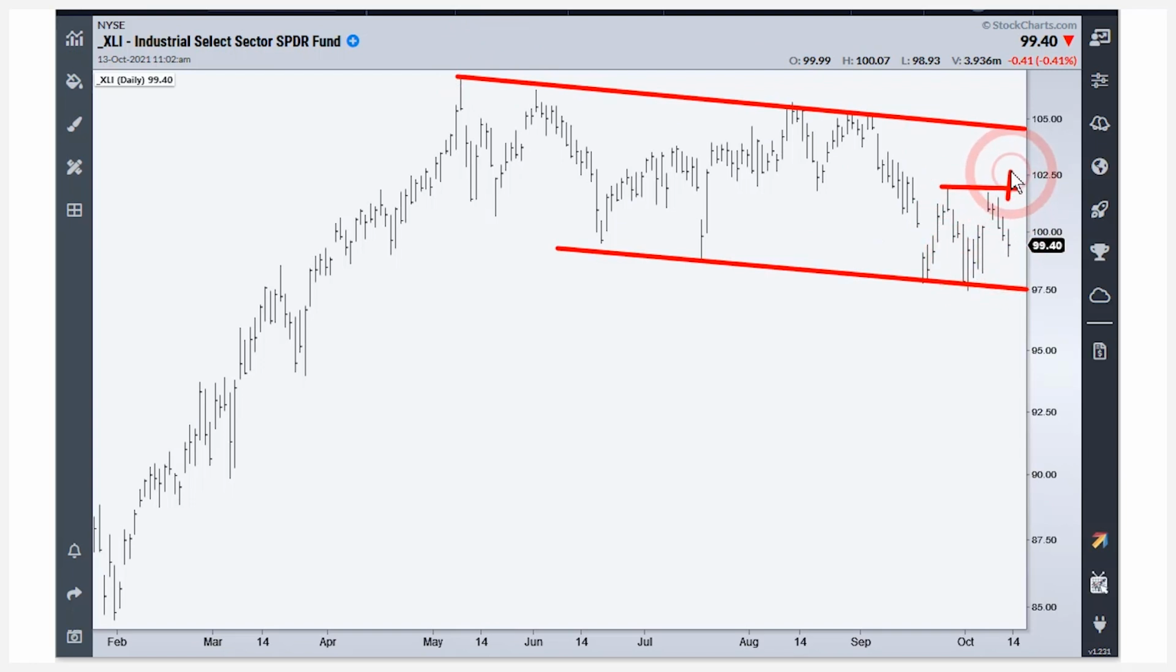And if we get a breakout here, that's going to be the early signal that I'm watching for that industrials are turning around. And if industrials can turn around, if we can see XLK break out of its wedge, then that's going to be a positive for the broader market. So those are a couple of things I'm watching going forward.